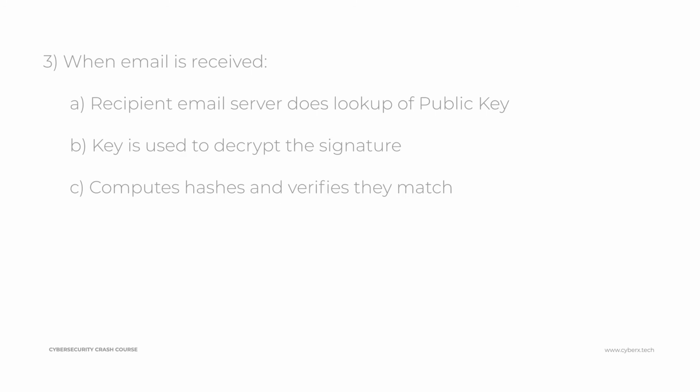So when the recipient receives that email, here's what they do. It's kind of the reverse process of what the sender did. They do a lookup of the public key of the organization. They use that key to decrypt the signature, and they compute a hash of the email body and the email header, and they see if it matches that now decrypted hash that they have received in the email. If it matches, we know that it was not altered in transit.